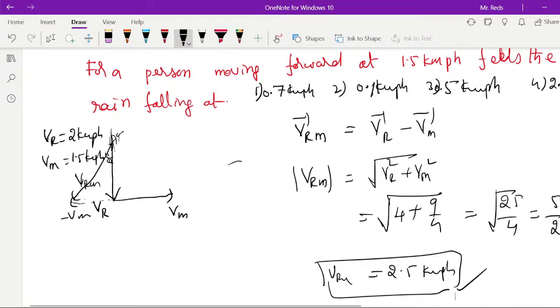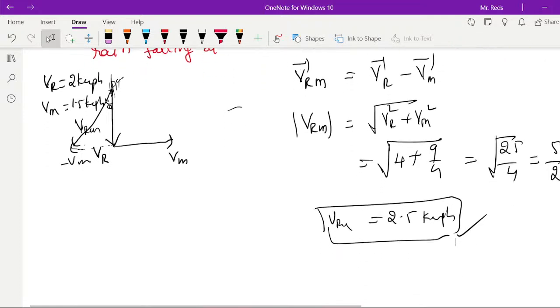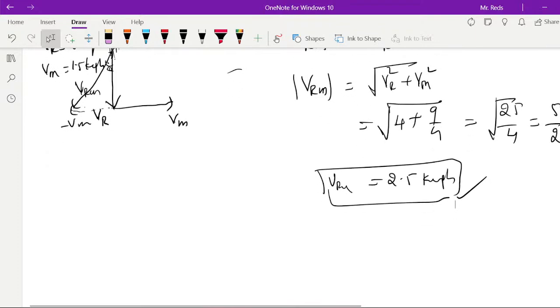So only speed you are asked to find, the speed of rain with respect to man. Very simple one. If you are asked to find the angle, you can take VR by VM. As VR and VM are given, you can take the ratio also. So this kind of questions will come, guys. As time is up, I'm winding up now. So you guys try to practice this kind of questions, the same questions once more and similar kind of questions also.